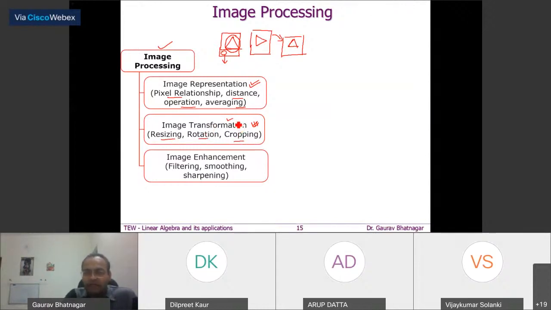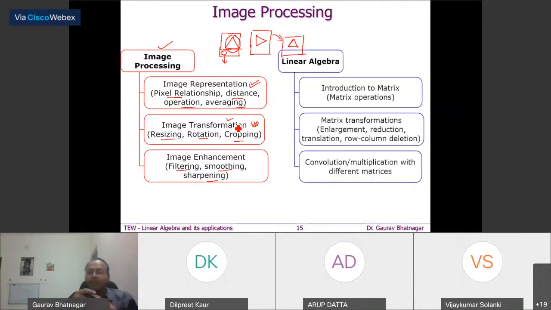Then we are going to have image enhancement, and one example we have seen in the previous example of this container only. So now we are going to have filtering, smoothing, sharpening, and there are different ways of doing it. So when you reflect on all these operations which I have listed in this particular table, we are looking at what is the mathematical interpretation of these things. And when you try to find the mathematical interpretation of all these things, the way out is going to be linear algebra.